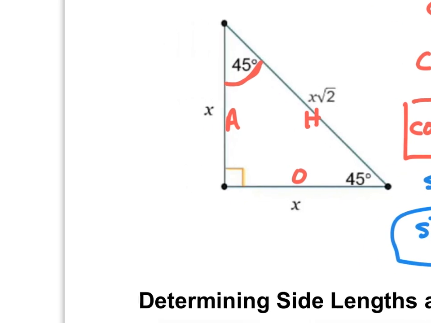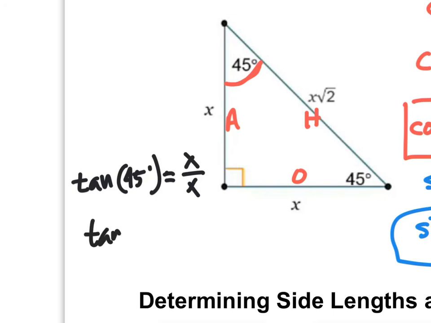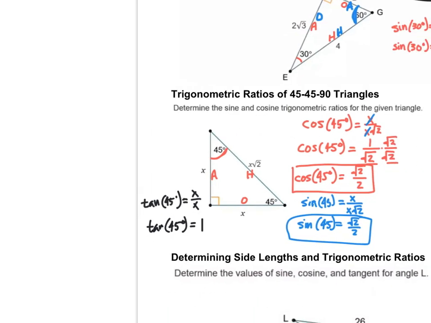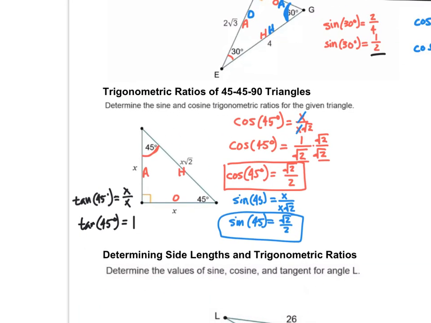Now, the one thing I want to do real quick is write out what tangent is. Tangent of 45 degrees is equal to, given this, my opposite side divided by my adjacent side, that's just going to give me x over x. So here I have tangent of 45 degrees is going to equal 1. And that's going to be pretty powerful for us later on.